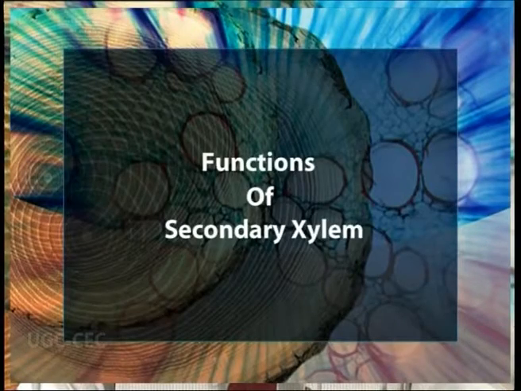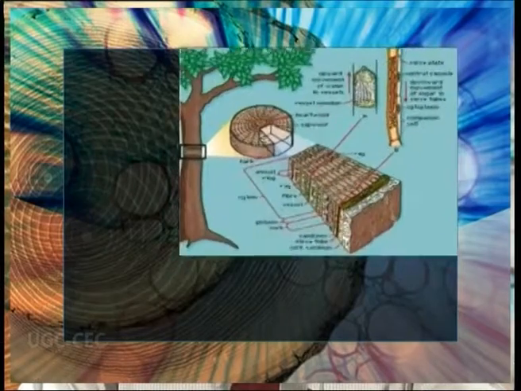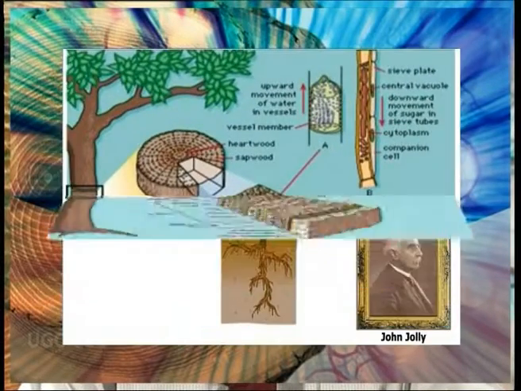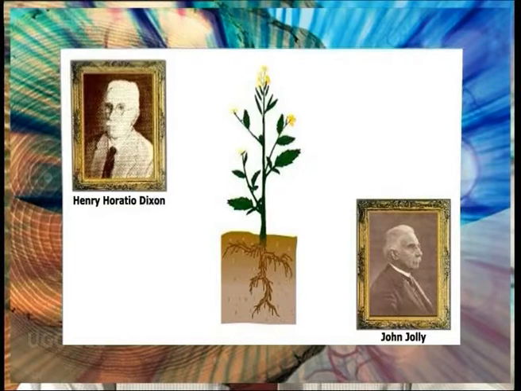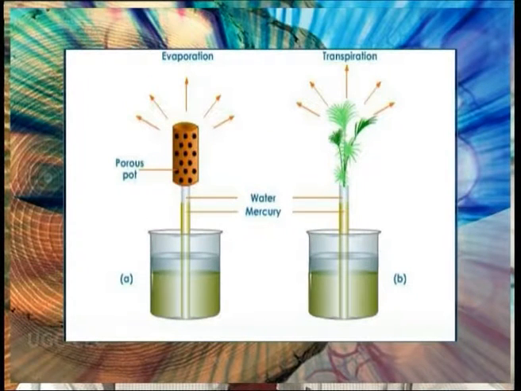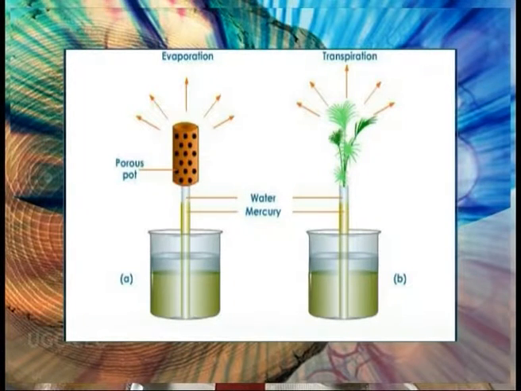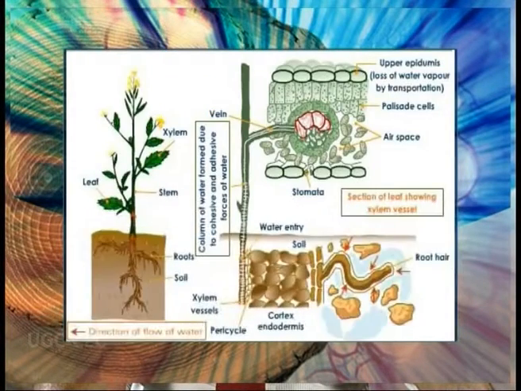Now, functions of secondary xylem. The main function of secondary xylem is upward conduction of water and minerals. According to Dixon and Joly's theory, water loss from leaves through transpiration results in the development of tension in the water column in the tracheids and vessels, that is transmitted throughout the column to the roots. As transpiration continues, water is pulled from the soil into the roots and upward through the system. Thus, although water is being lost from the plant, it is constantly being replaced.